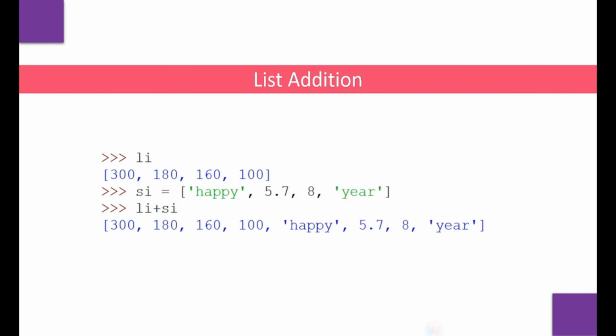Then we have an operation called list addition, which just adds both the lists' elements. So here we have li with these elements and si with these elements. If I add li plus si, all the elements in both lists will get combined into one single list.